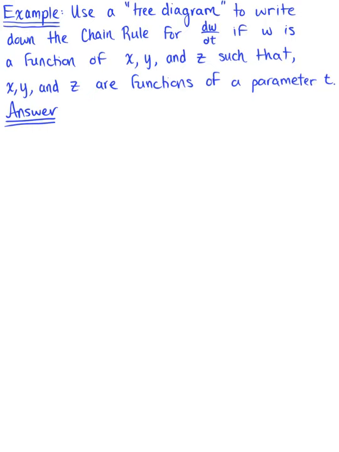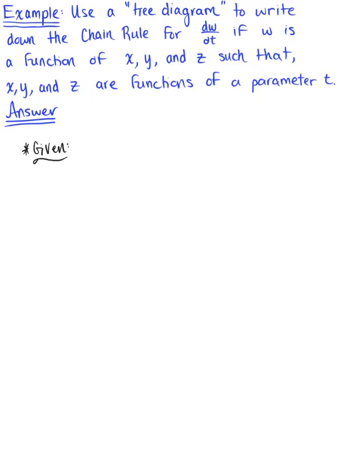Use a tree diagram to write down the chain rule for dw/dt if w is a function of x, y, and z, such that x, y, and z are functions of a parameter t. So in order to come up with the chain rule for dw/dt, we need to define this function first. So what exactly are we given?